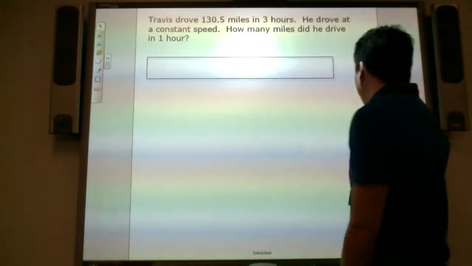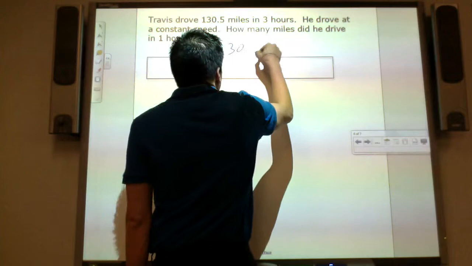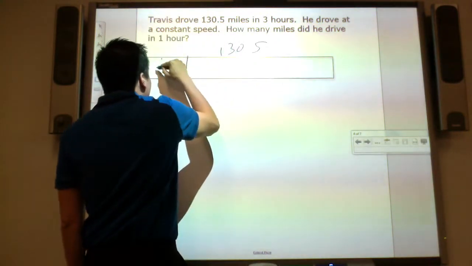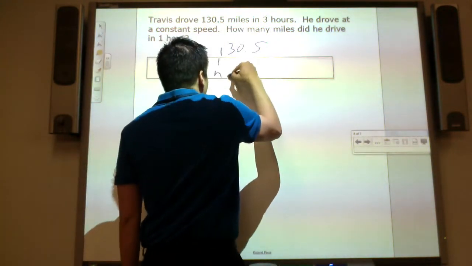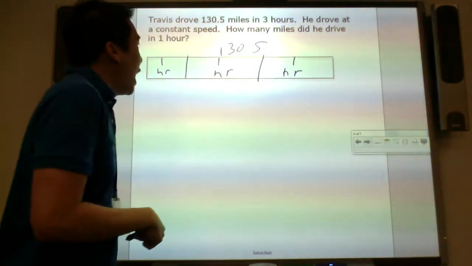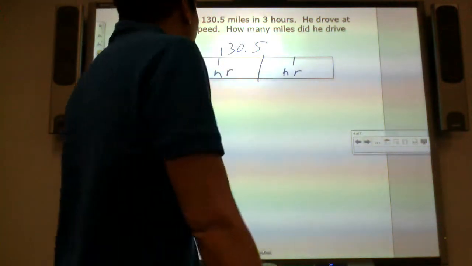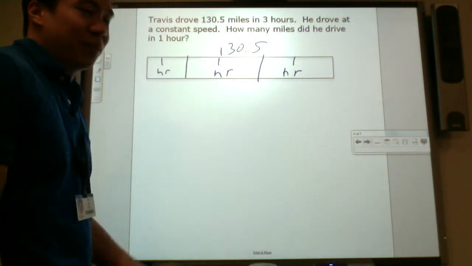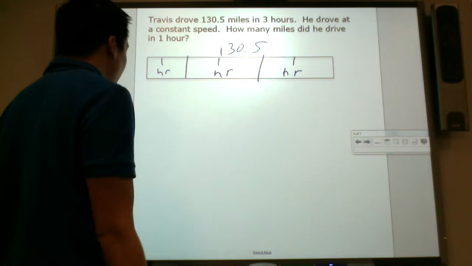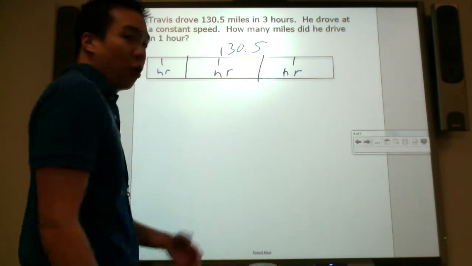Next one. Travis drove 130.5 miles in 3 hours. I don't know, is that a lot? We'll find out. He drove at a constant speed. How many miles did he drive in 1 hour? That means he did not take a potty break. So he just kept driving at the same cruise control. I love that when I go long distance driving. How many miles did he drive in 1 hour or per hour?